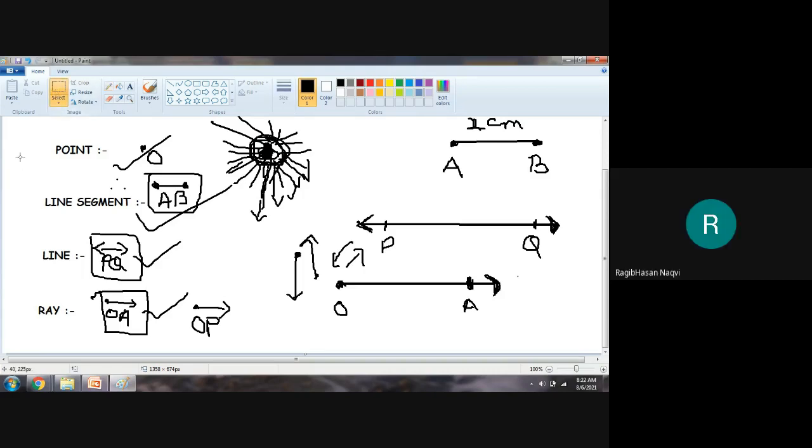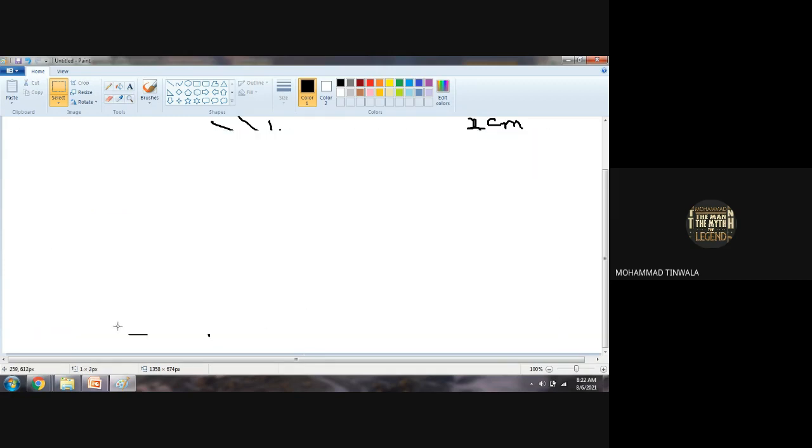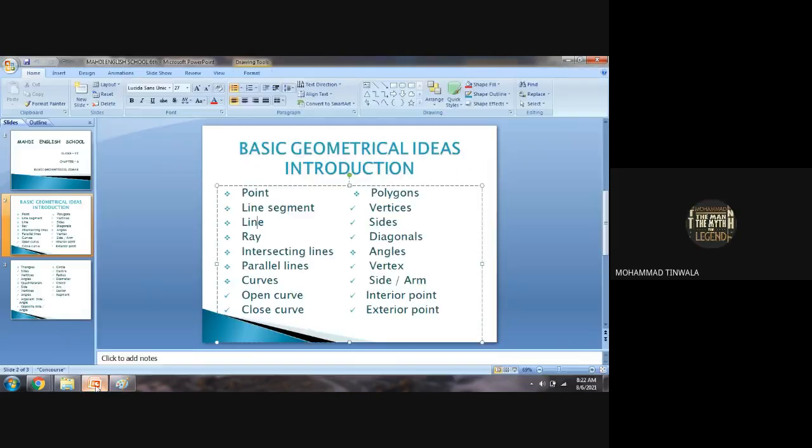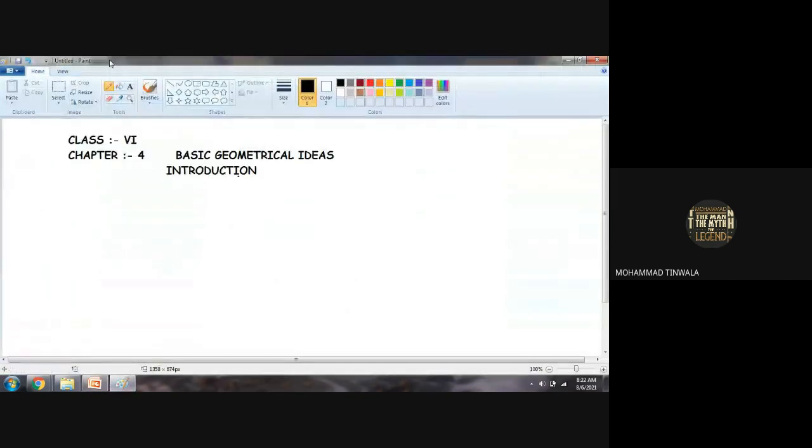Chalo, we have cleared with four different topics from this chapter number 4. That is point, line segment, line, and ray, very good. Our new topic is intersecting lines.